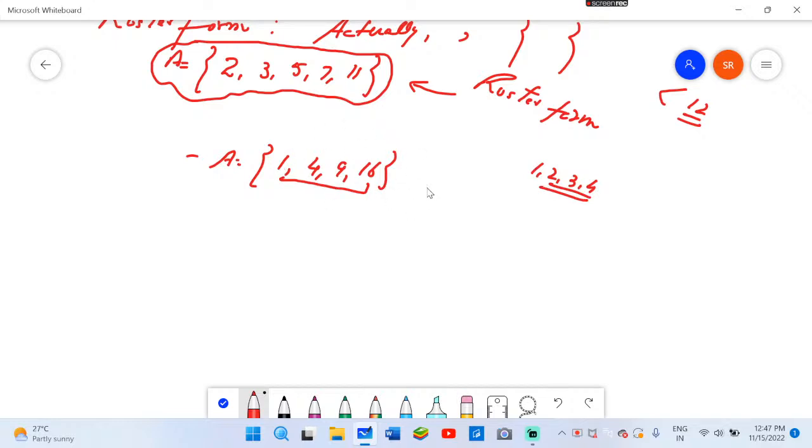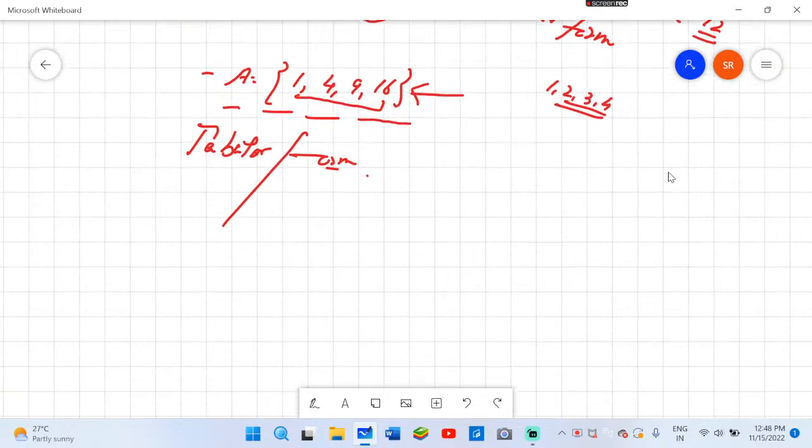So this form is also called roster form because we have written all elements, separated them by putting commas and enclosed them in curly brackets. So when we write elements actually in curly brackets, it will be called roster form. The other name of this form is tabular form. So we can call it roster form or tabular form. It has the same meaning.